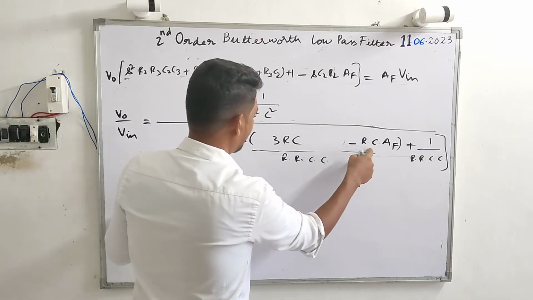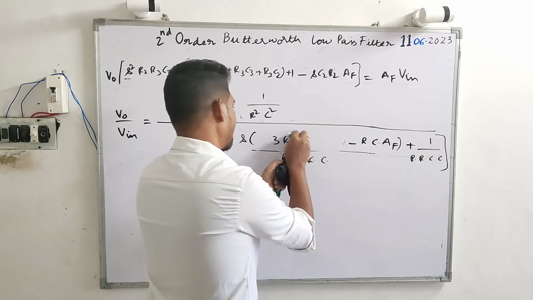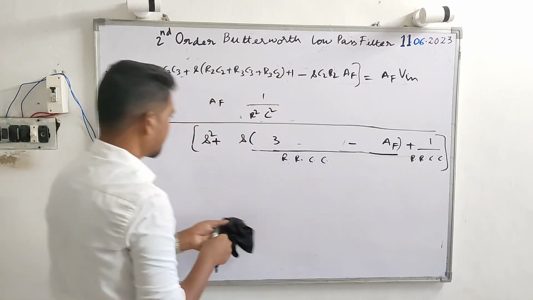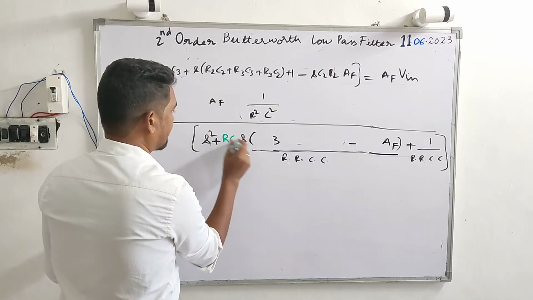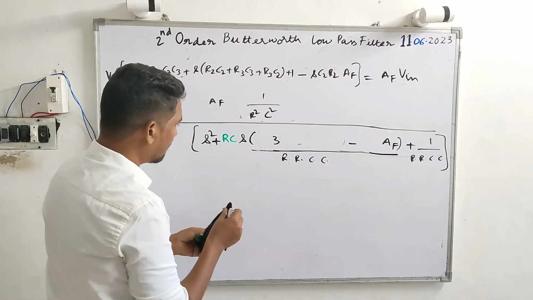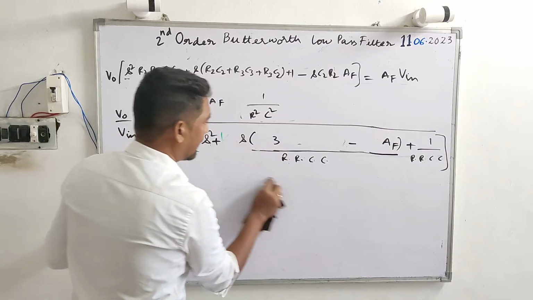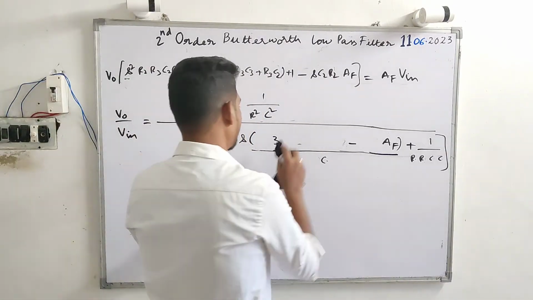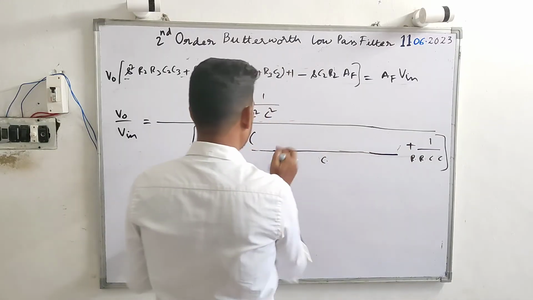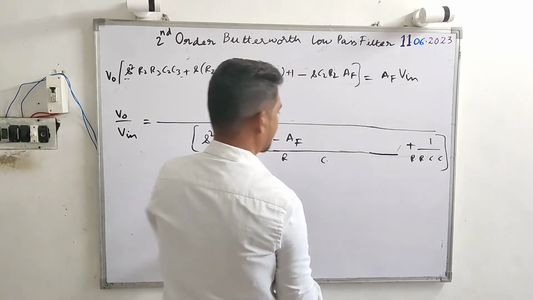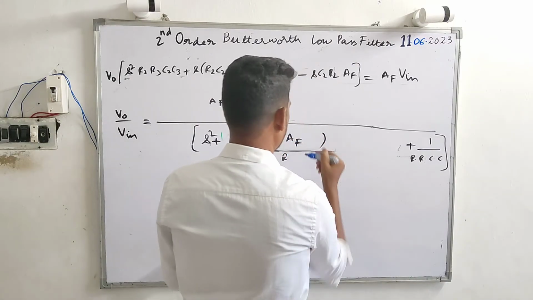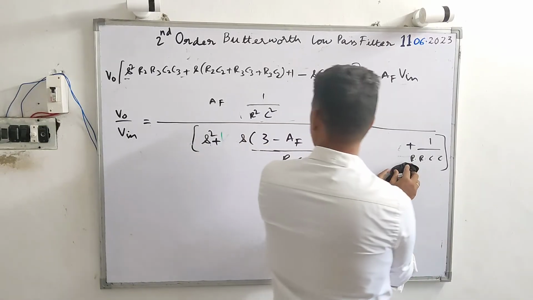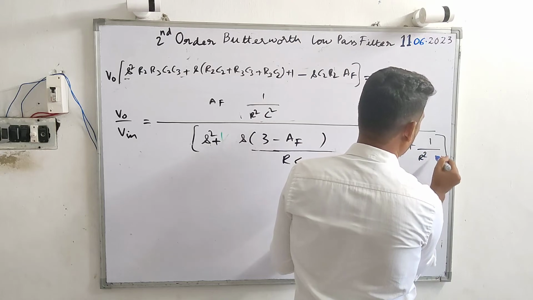Take out this RC as common from these two terms. So what do we have here? One combination of RC and one combination of RC gets cancelled. All right, and here it's S times 3 minus AF, inside the braces, and it's an RC. Now this one will be R square, C square.